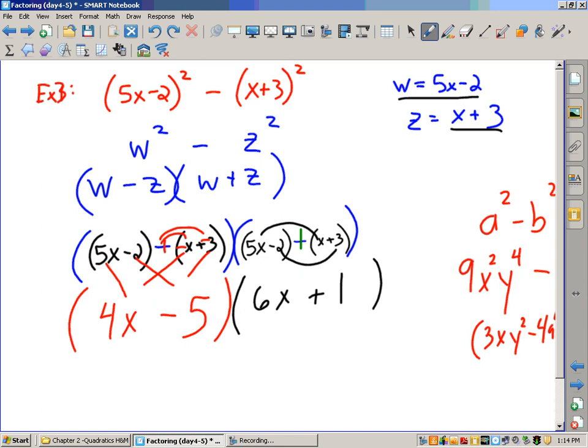Foiling all that out, foiling that out. Okay, combining them together. Okay, not forgetting to distribute that minus sign, and then trying to factor it all out. Maybe take you 10 minutes. Okay? Maybe less.